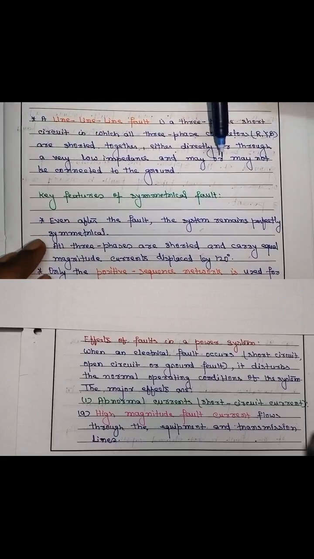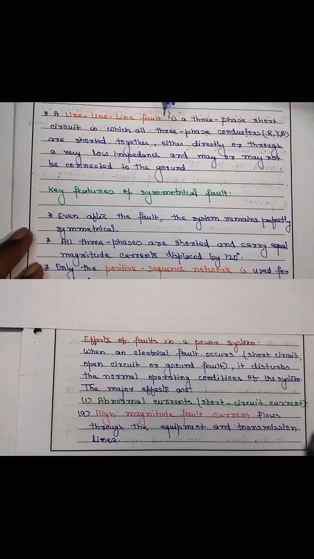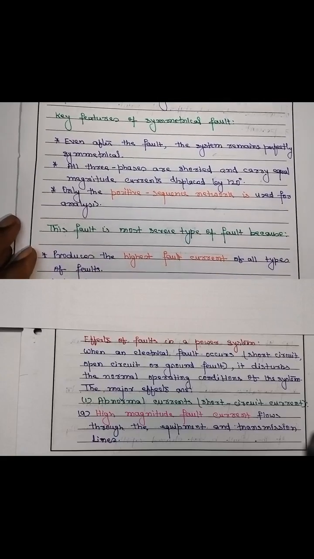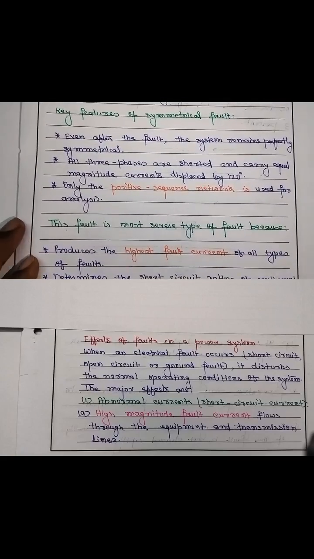Next point: it has a very low impedance and may or may not be connected to the ground. It is not connected to the ground in the case of the line to line to line fault. Only the line conductors are involved in such faults.